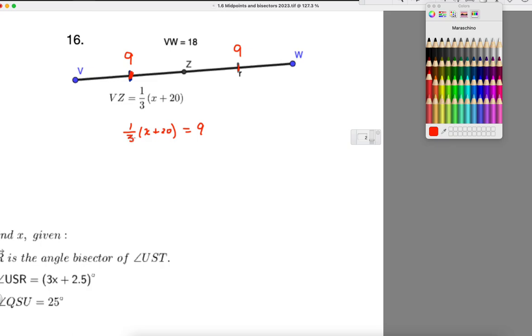So we could distribute the 1/3 in here, but the easier way is just to multiply by the reciprocal. So I'm going to get rid of the fraction by multiplying by 3. So that cancels. Now I have 27 on the right, and I've got x plus 20. And now if I subtract 20 from both sides, I get 7.